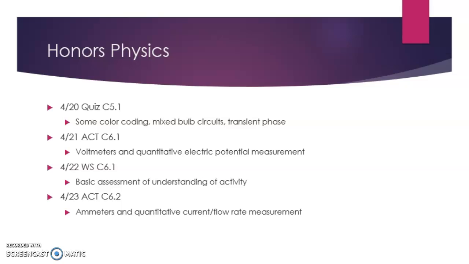Alright, honors physics, you should still be here, or have skipped forward to this point. So honors physics, today, this morning, this fine Monday, 4/20, April 20th, you're going to take quiz C5.1. That is Castle Unit 5 quiz. There is some color coding on this, some mixed bulb circuits, so with a round and a long bulb, or maybe even more than one round and long bulbs.